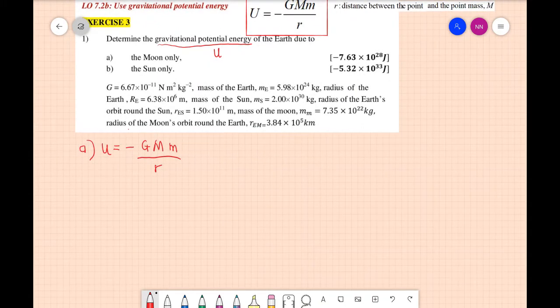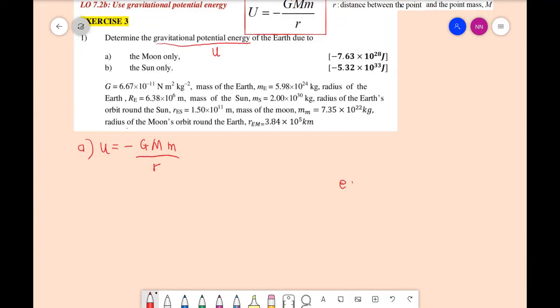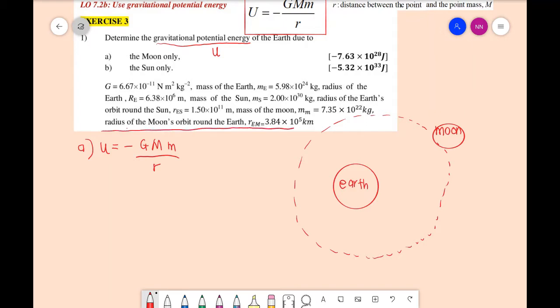Let's say this is the Earth, and then this is the Moon. Earth and Moon, so the Moon is orbiting Earth. The radius of the Moon's orbit around the Earth is given. The radius of the Moon orbiting Earth is actually the distance between the point and the point mass.